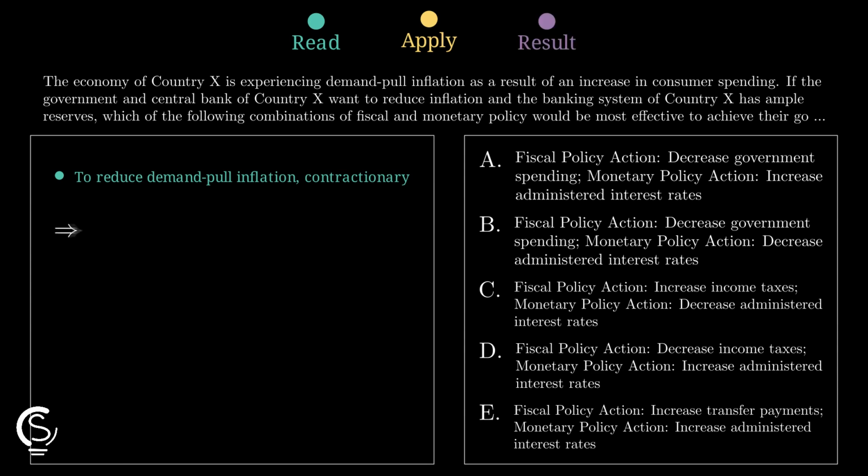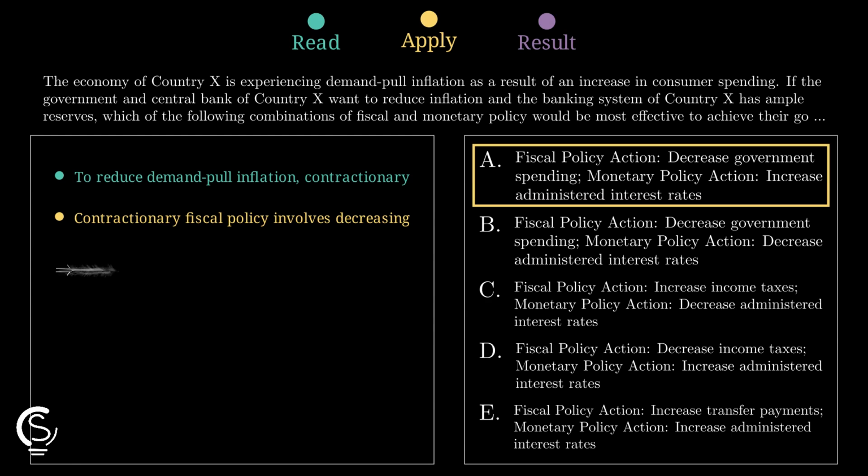For monetary policy, raising administered interest rates is best, especially with ample reserves, because higher rates still discourage lending and spending. That seals option A.